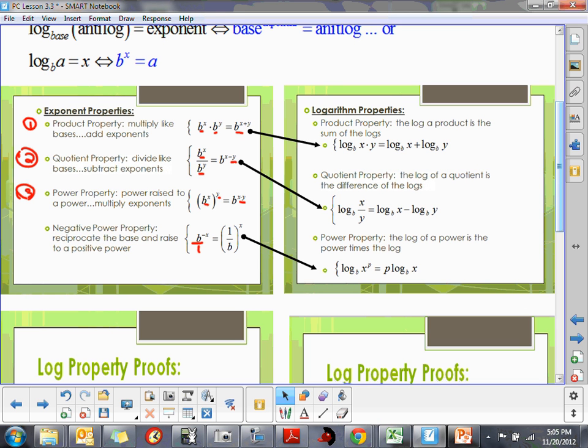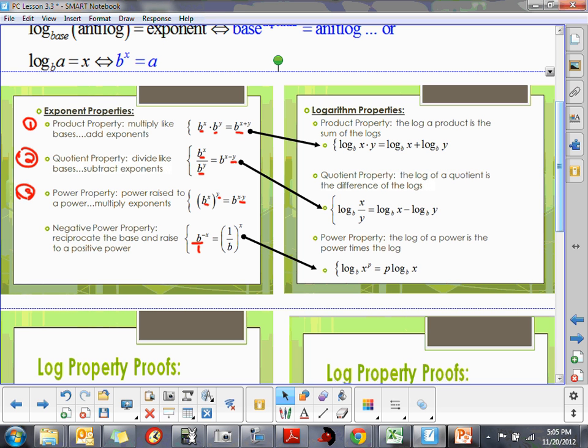So those four rules, and in particular these three rules, have high correlations to the three logarithm properties that we're studying: the product property, the quotient property, and the power property. And that got off just a little bit, and I'm going to go back and fix that so it isn't pointing to the wrong thing.